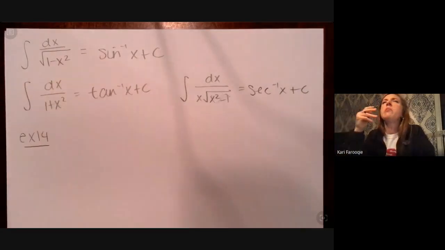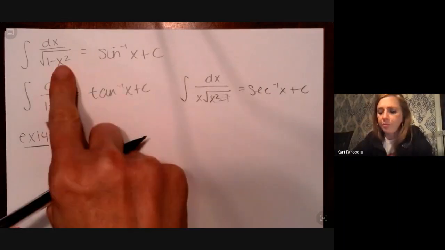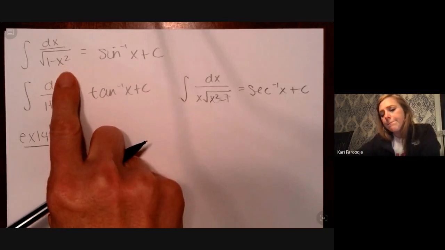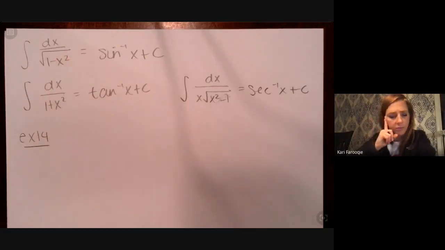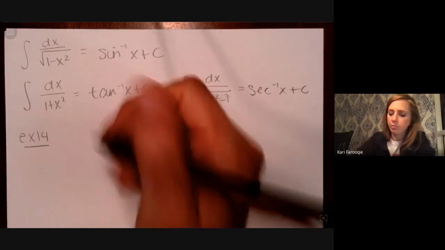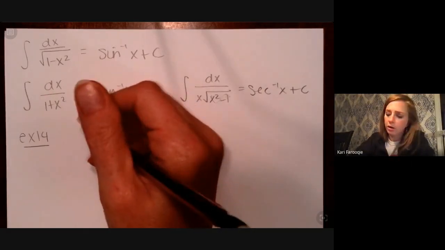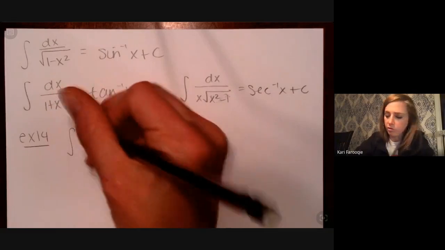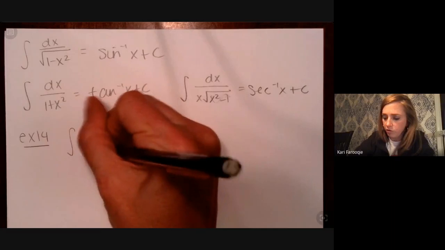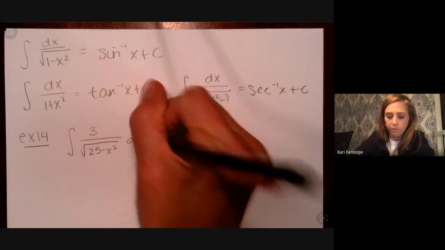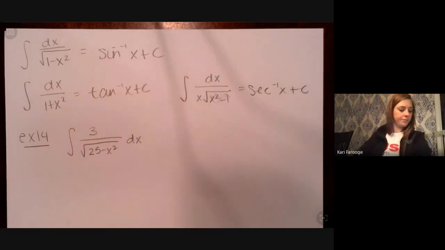And I'll see if I can come up with an example. You might see one on your homework, very possibly, that would be similar to this form. Might not be. I have to think about that, if it pops up here or not. Definitely Calc 2. All right, example 14. This is the integral of 3 divided by the square root of 25 minus x squared dx.